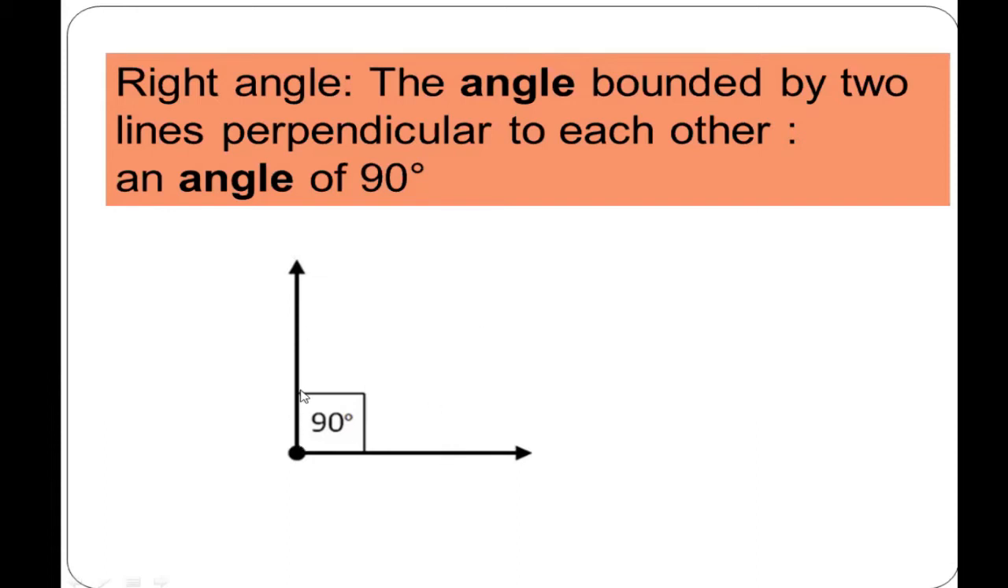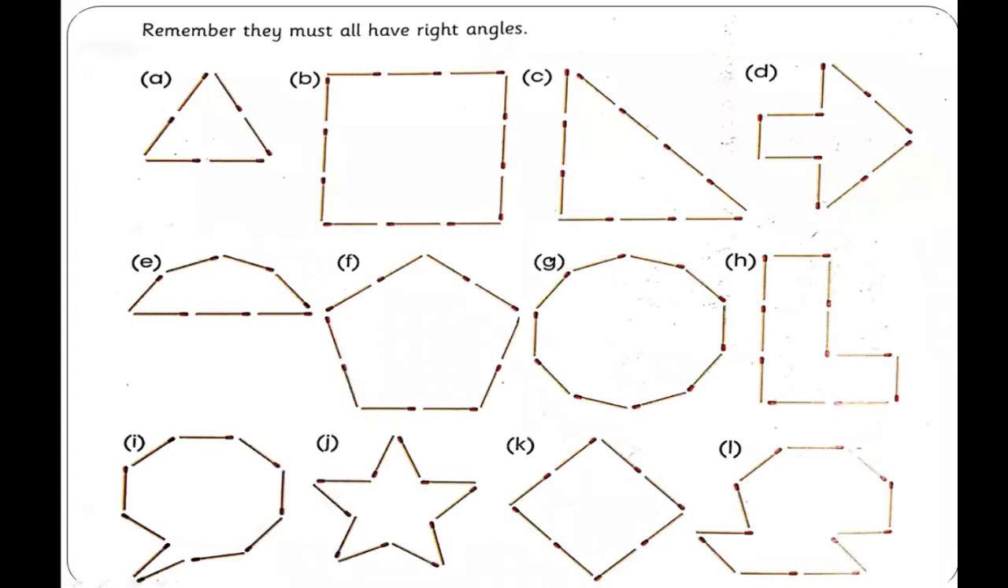So there we form 90 degrees. The angle between these two lines is 90 degrees. So the angle bounded by two perpendicular lines forming 90 degrees is a right angle. In an easy way, you remember, whenever you see a letter L, you form 90 degrees there: exactly horizontal and vertical lines forming a letter L. So that is 90 degrees.